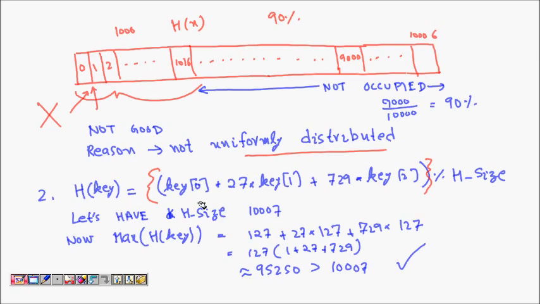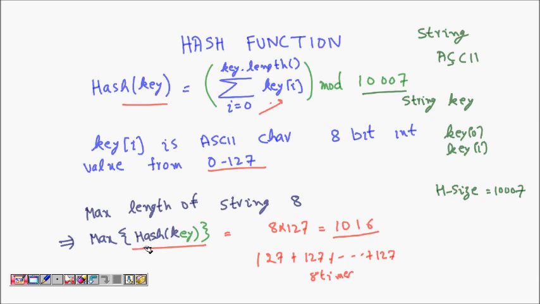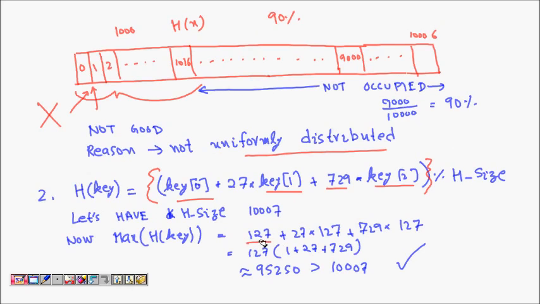Bingo. So a student says, okay, I have designed something, see this one. Now you cannot say that it's not uniformly distributed. What he says is: key 0 plus 27 into key 1 plus 27 square, that is 729, into key 2. He takes the last 3 characters of the string, and sums like this, and you will get very large values. Previously you found the maximum value; now I am doing the same here, and you see that 127 is the value for key 0, 27 into 127 for key 1, and 729 into 127 for the third one.